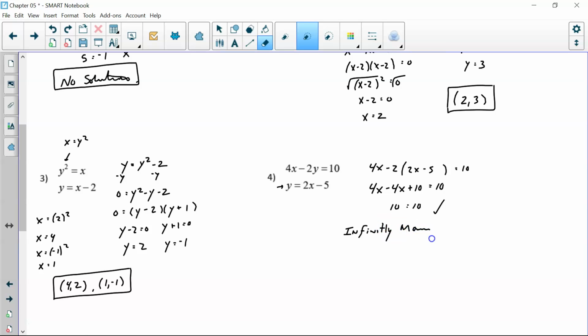Now, infinitely many solutions means we have an infinite number of points of intersection. If we graph these 2 lines, they're stacked right on top of each other. Every single point on that line is a point of intersection. So if you get a false statement, there are no solutions. If you get a true statement, there are infinitely many solutions. Let's try a few more.